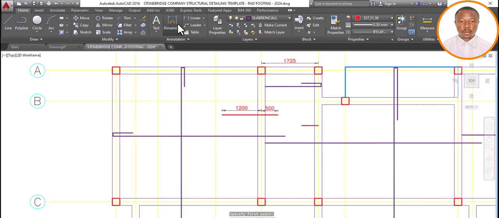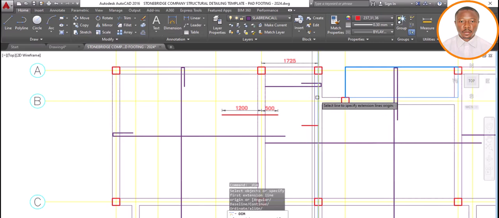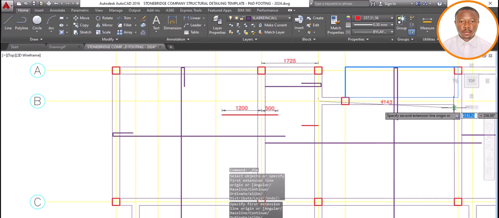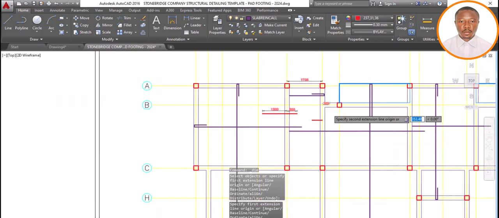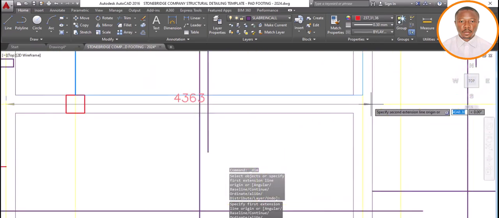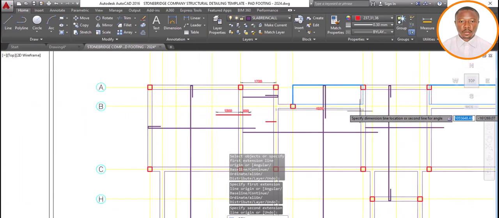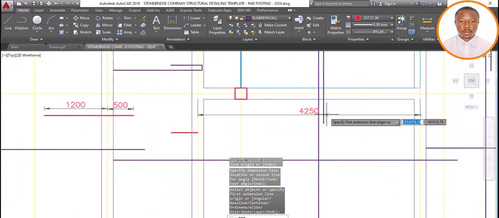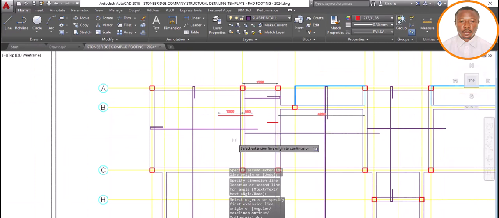So now what about this from here to here? I also have to take my dimension from this center to this place. Let me see. Yes. So we have 4,250. 4,250.